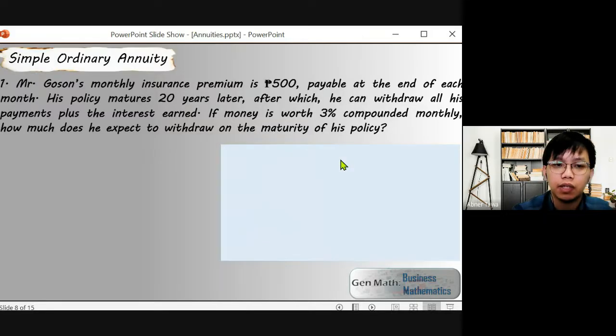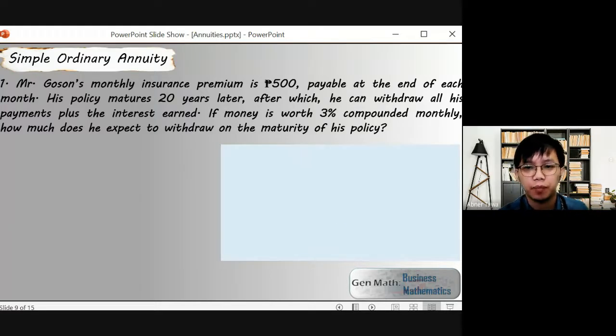Okay, so let's have here the first example. Who wants to read our first example? Sino gusto magbasa? Let's have Shen. Miss Shen Dimagos. Pakibasa nga yung first na example natin. How about Josh?